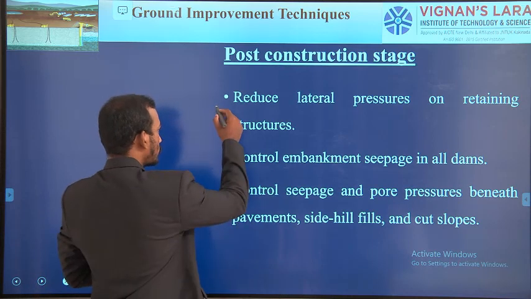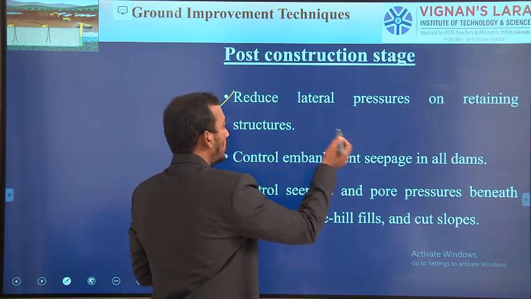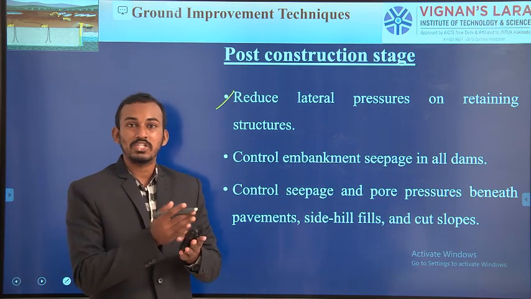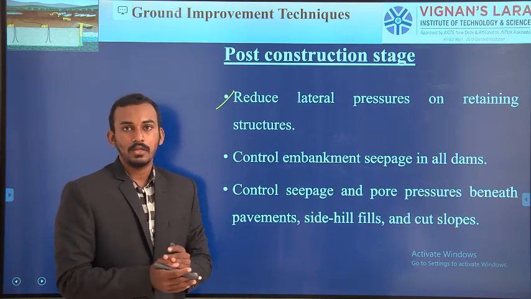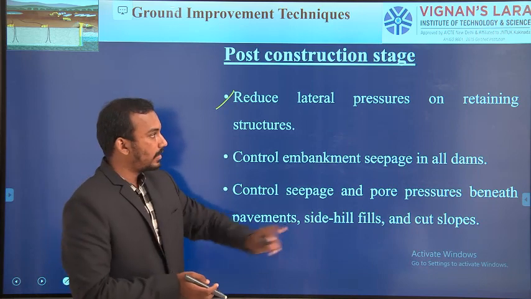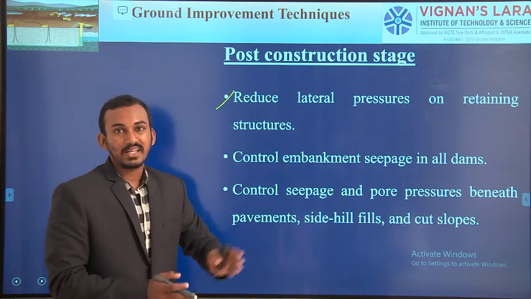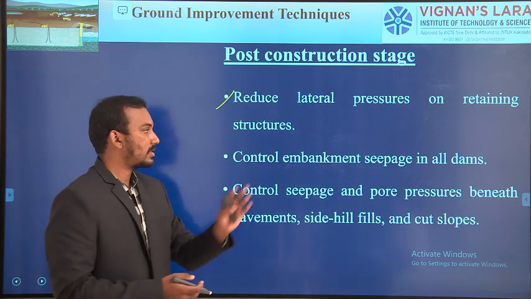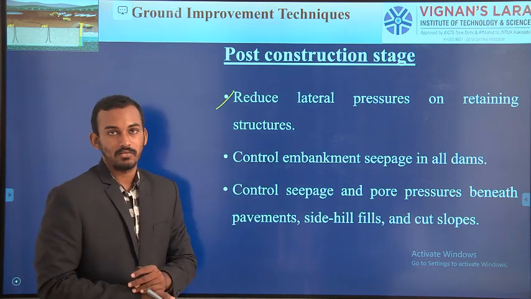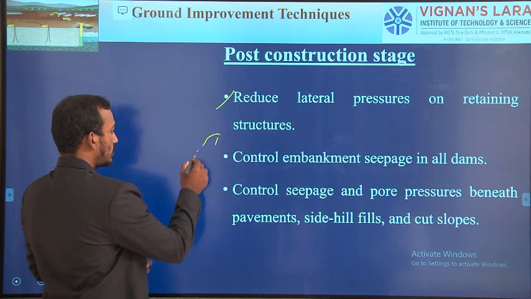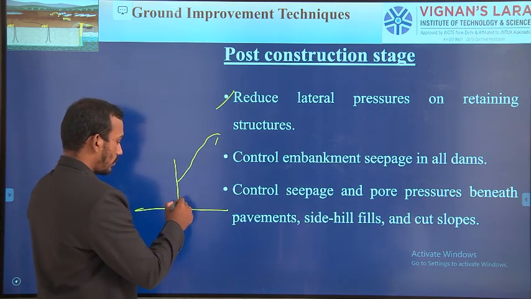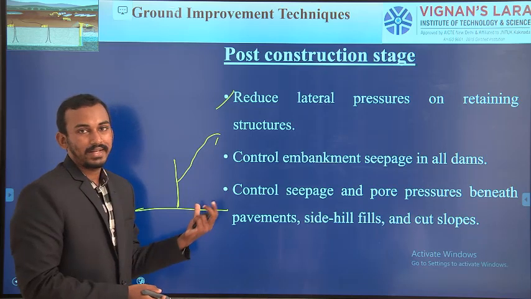So let's see. Reduce lateral pressure on retaining structures. Previously, we used some sheets and bracings to support the slopes. But here, a retaining structure means a retaining wall, generally used to retain the soil. It is generally used in the case of hilly areas. For example, there is a high slope. We use some wall, which is known as a retaining wall.